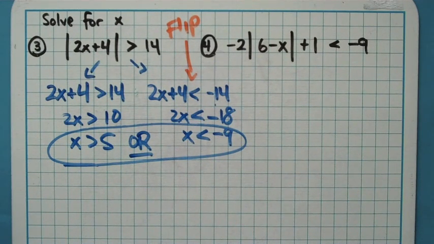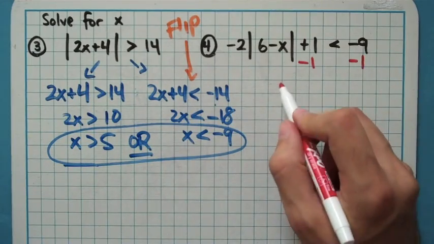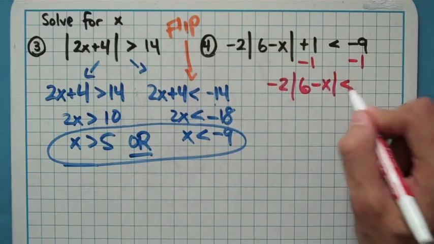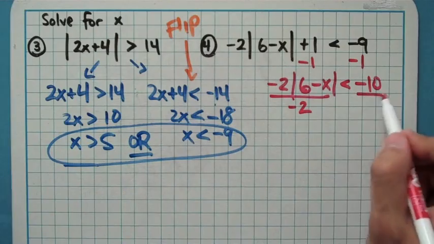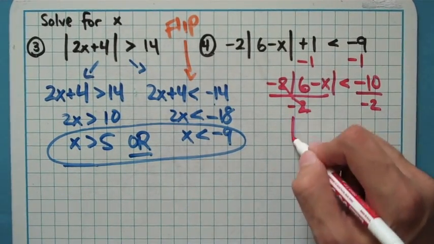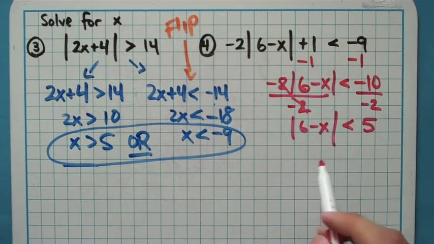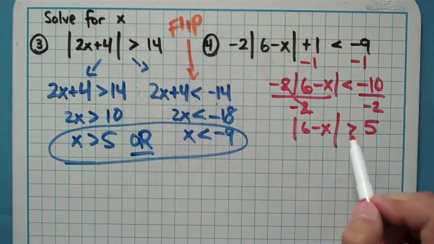On the next problem, we're taking the thing we already learned how to do. We learned how to do these problems with the lots of pieces, with equations. Now we're going to do it with inequalities, same way. I'm going to subtract 1 from both sides. Those go away. I just get negative 2, absolute value, less than negative 9 minus 1 is negative 10. I'm going to divide both sides by negative 2 to get that out of here. I divided by a negative though, so I do need to flip that sign. So I get absolute value 6 minus x is less than 5. Oops, sorry. I forgot to actually do it. Greater than 5. I divided by a negative, so I flip my sign.